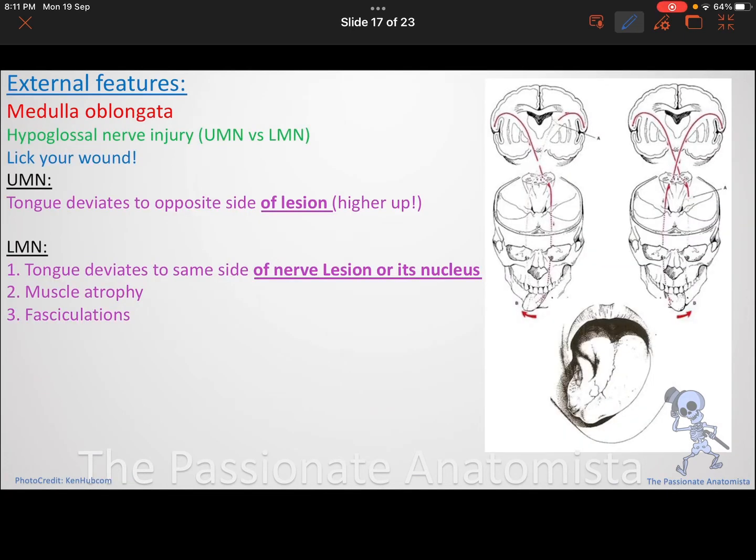But, in the exam, you need to be aware. What are they asking about? The deviation of the tongue in relation to what? To the muscle itself, or to the nerve, or to the site of the lesion? If they mean the site of the lesion, the story is going to be different. Now, in the upper motor neurons, you know that upper motor neurons means what?